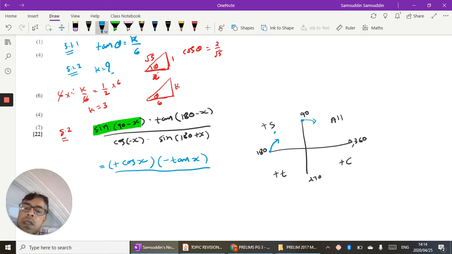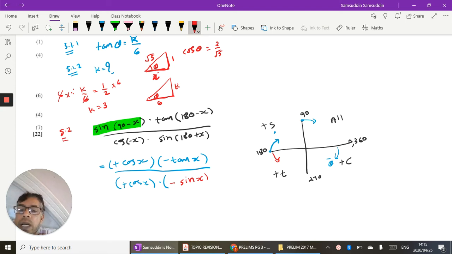Cosine negative x. Now cosine negative x is taking me the fourth quarter. That's negative theta. So fourth quarter cosine is going to be positive. And 180 plus x for sine is taking me to the third quarter where sine is negative. So it will be my answer. 180 plus x is the third quarter. Sine is negative.